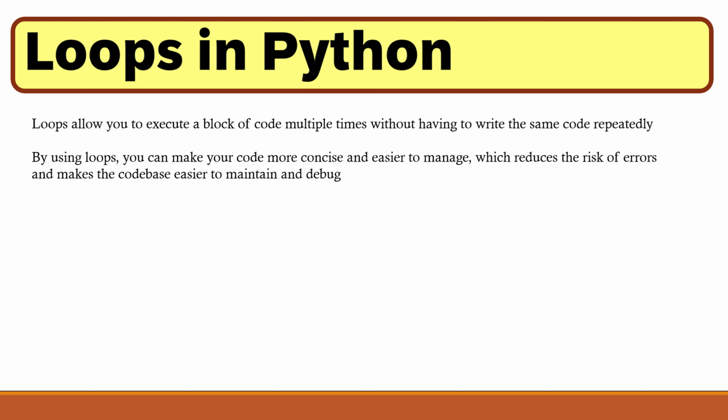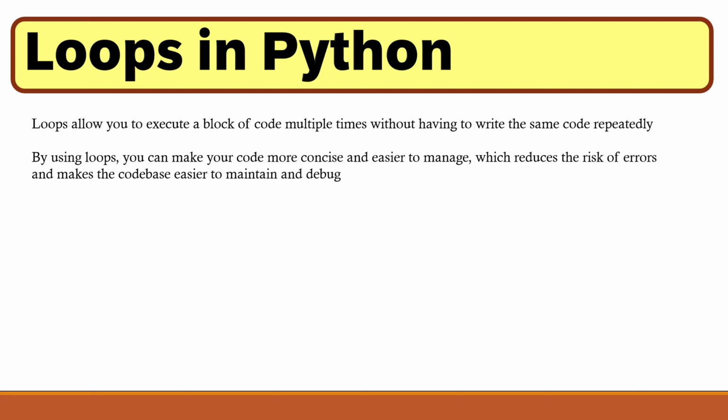By using loops, you can make your code more concise and easier to manage. And when you need to make changes to the repeated actions, you only have to modify the code inside the loop rather than altering multiple instances of the same code. And this reduces the risk of errors and makes the code base easier to maintain and debug.